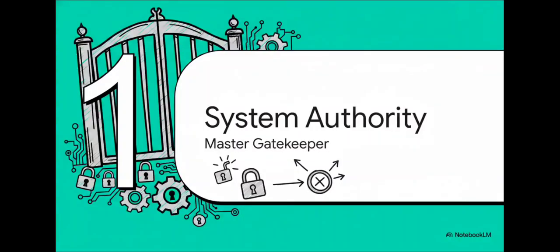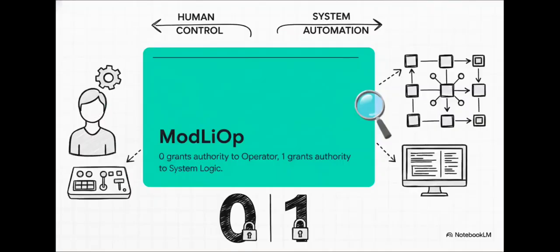All right, part one, defining system authority, the master gatekeeper. To really wrap our heads around this system, we actually need to shrink our focus down to the absolute smallest unit of control, a single decision point. And before we get tangled up in complex wiring diagrams, let's define one absolutely crucial piece of jargon, ModLiOp. Seriously, think of ModLiOp as the master gatekeeper input variable for literally any block in the system. It's a strict binary choice. A value of 0 grants authority to the human operator. A value of 1 hands over that authority to the system logic, meaning the program itself. There's no middle ground here.